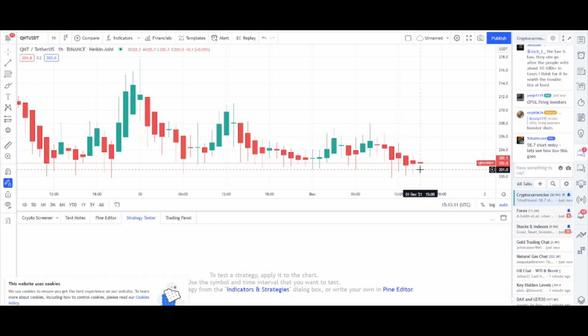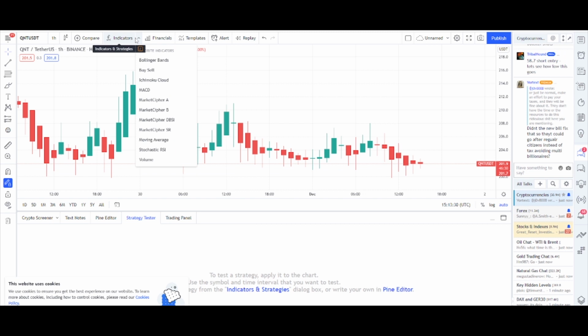So what kind of charts do I want to look at? Is this a good time to get into this? Now, I already own it, so I'm not happy. But let's just say that you're interested in Quant. So up here, I have this little thing that says indicators, right? Now, I have some favorite indicators that I like to use, and I'd like to share them with you.